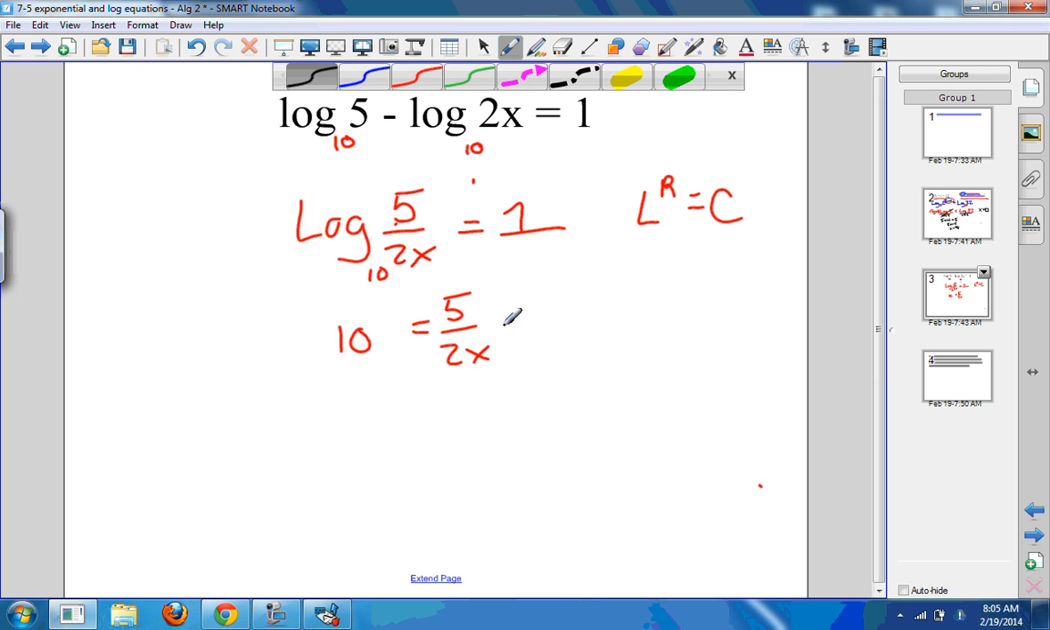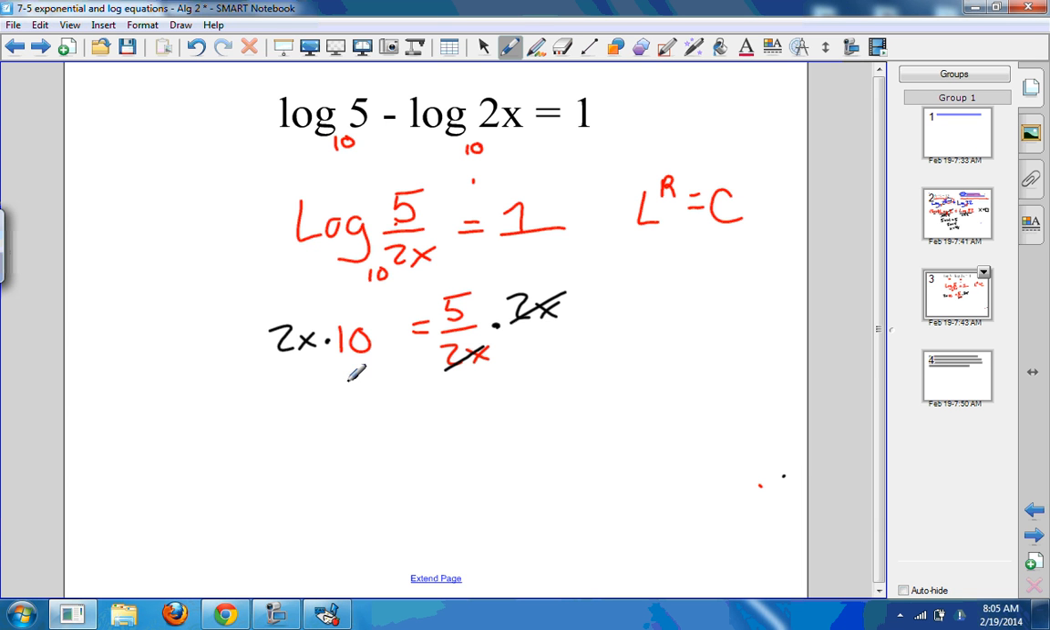So to get it out of the denominator, we need to pass it to the left side. To do that, we can multiply by 2x, and it'll cancel out on this side. Multiply by 2x over here. So it moves over to the left side. So on the left side, I have 2x times 10, which will equal 20x, is equal to 5. Now, to get x by itself, we just have to divide by 20. Divide by 20, and we get x is equal to 5 over 20, and we can simplify that down to 1 over 4.